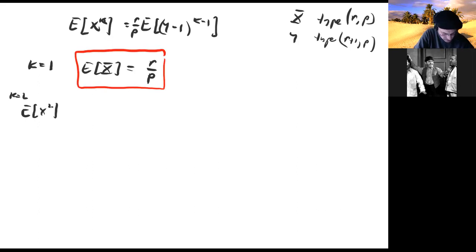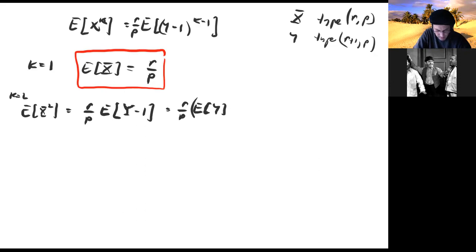Okay, so now what does the statement say when k equals 2? The expected value of X squared, or the second moment, is given by r over p times the expected value of Y minus 1, which is r over p times the expected value of Y minus the number 1, because the expected value of 1 is 1. And what's the expected value of Y? Y is of type r plus 1, p, so the k becomes 0 here. So it's r plus 1 over p, and then we have to subtract 1.